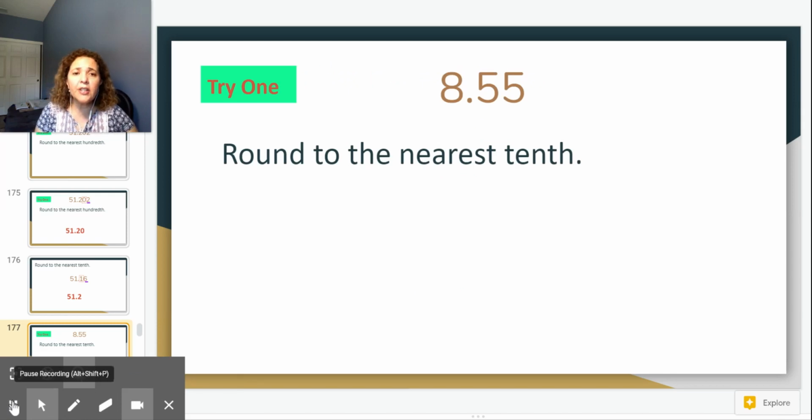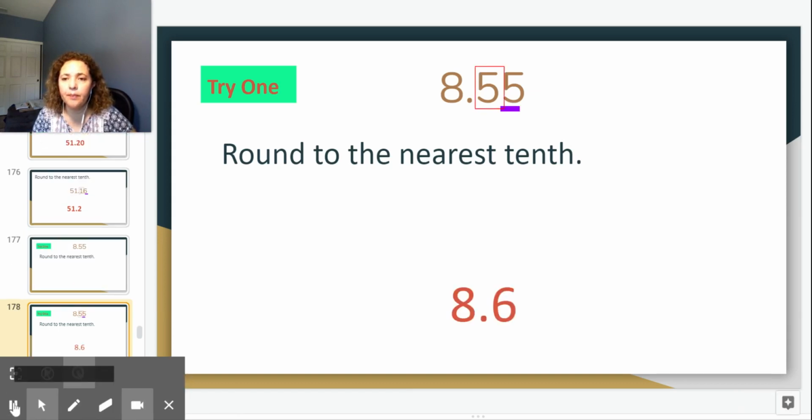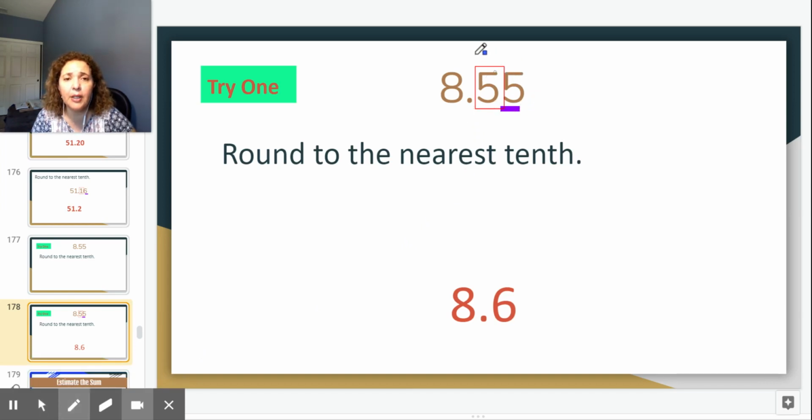Okay, so round to the nearest tenth, 8 and 55 hundredths. So go ahead and pause the video and round that one to the nearest tenth for me. Okay, so if you round to the nearest tenth, I put a box around my target. My target is this first 5 here. There's my tenth spot. I look at the 5. It tells me that I need to add 1 more to my target. So that's going to give me 8 and 6 tenths.